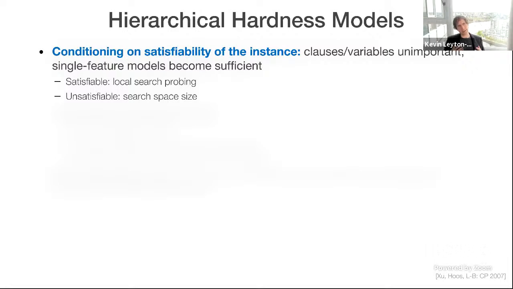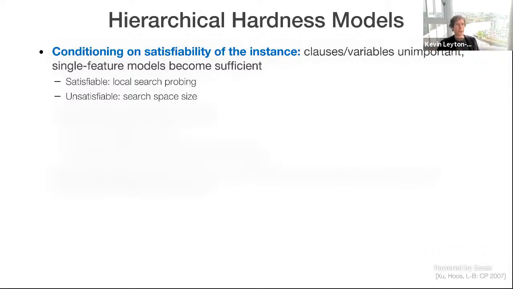And when instances were unsatisfiable, then those search space size estimates turned out to be sufficient to make good predictions. Of course, we don't know the satisfiability status of an instance. If we did, we wouldn't presumably want to run a SAT solver in the first place. But this is still an interesting insight into how these models are working and why these two families of features turned out to be so important in the fixed ratio models that we were looking at in the first place.